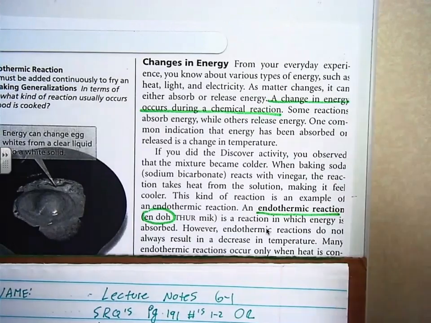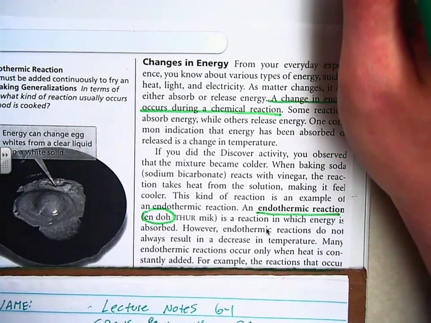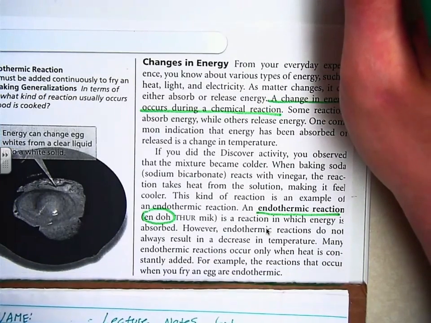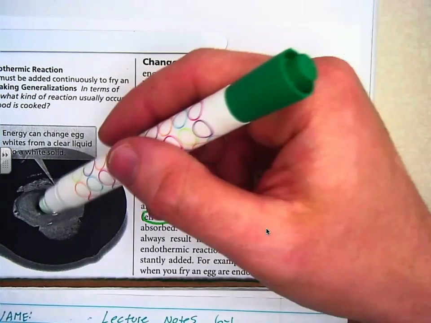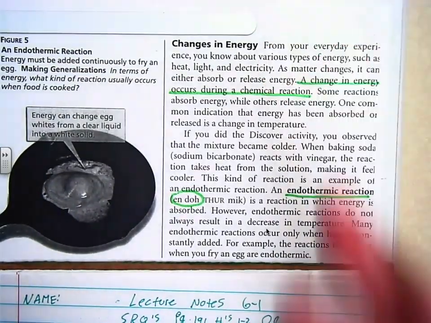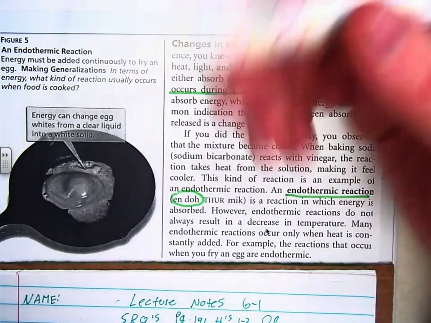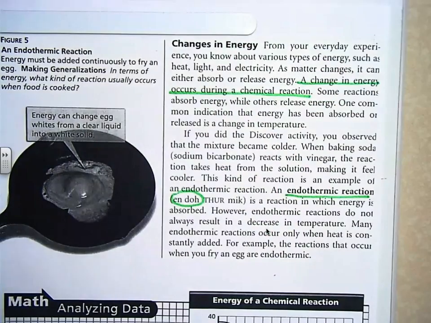However, endothermic reactions do not always result in a decrease in temperature. Many endothermic reactions occur only when heat is constantly added. For example, the reaction that occurs when you fry an egg is endothermic. So when you fry an egg, heat is going into the egg and it becomes a different chemical. It becomes a new protein, with new properties, definitely a chemical change. All right, let's check out this graph here.